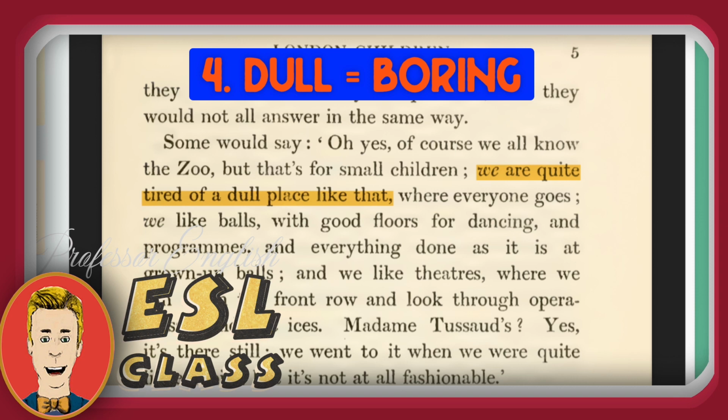What is another word for boring? Dull. Let's change the sentence using dull. No, the zoo isn't an exciting place for children. It's a dull place for older children.